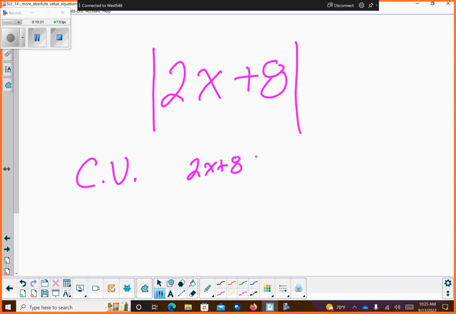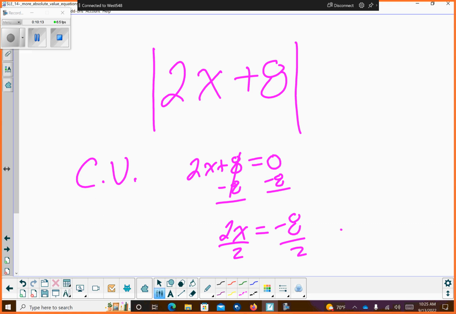So I'm going to take that center part, ignoring the absolute value. Subtract 8, subtract 8. Divide by 2, divide by 2. So I get a critical value of negative 4. Okay? One more critical value, and then we'll go a little further. Is that okay?